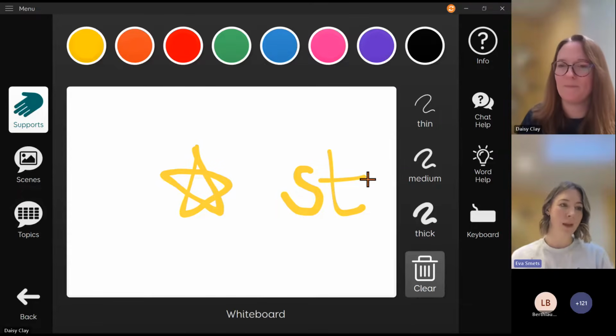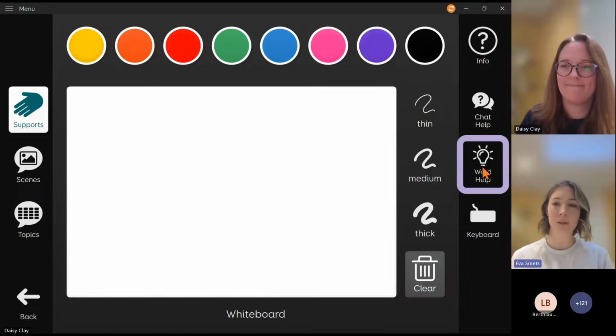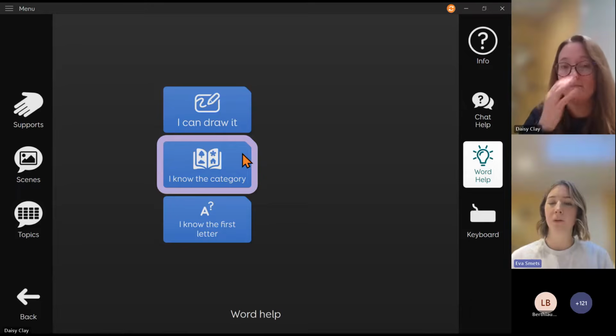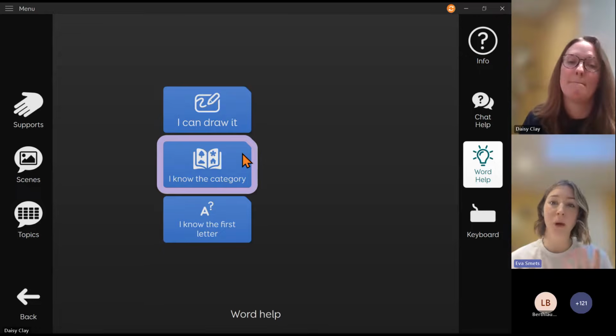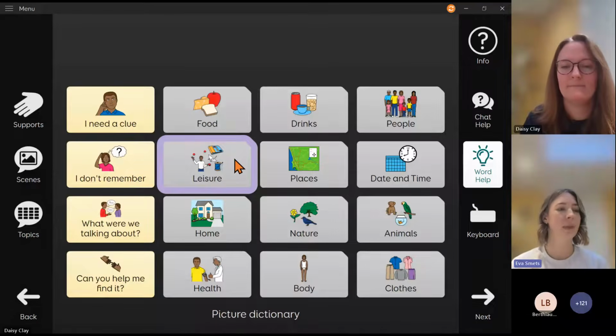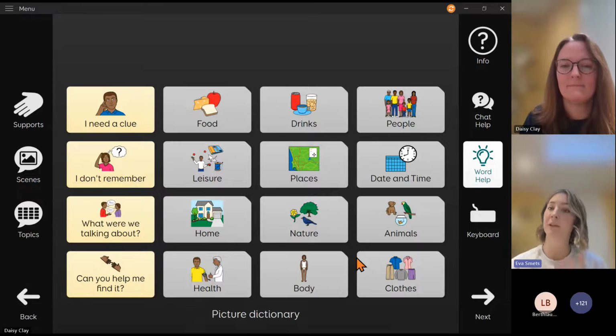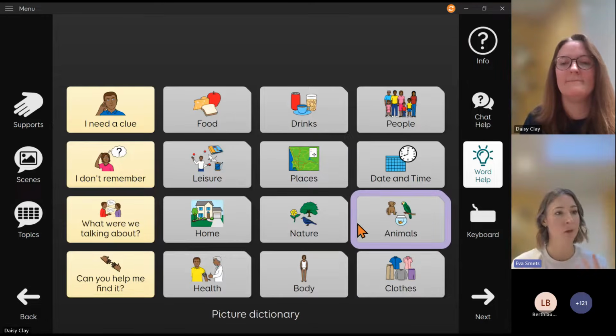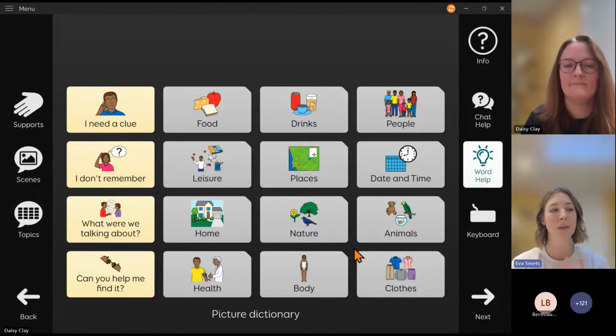Yeah, grand. So with Word Help, there are also 2 other options that you might want to use depending on what knowledge you have about the word. It might be that you are unable to communicate the word, but you know the category that it's in. So I know the category. If we go to I know the category, you can see that this page is very, very similar to your topics page in Duo 16. So the topics categories are mirrored from the home page. So that really just helps with the motor planning.